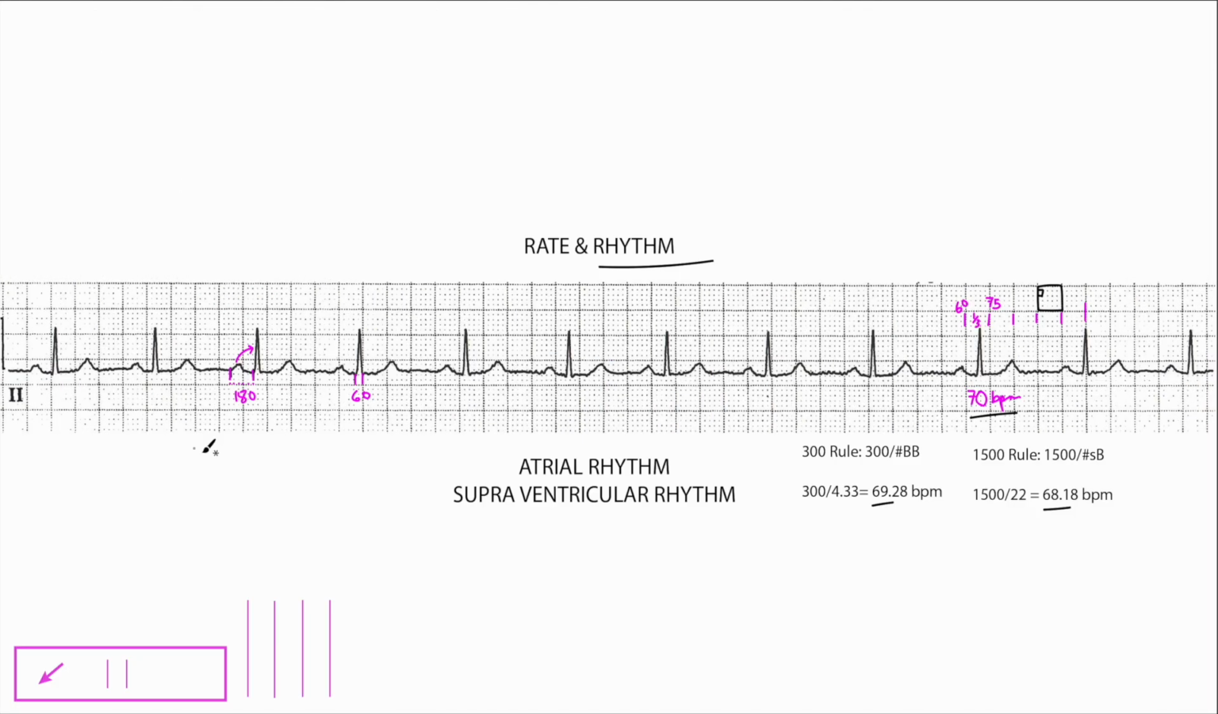But realistically, what you're looking at here is a single channel for 10 seconds. Potentially, you could have something that's known as AV dissociation, where you have an atrial rhythm and a junctional rhythm happening independently. But for these 10 seconds, they just happen to align properly. That could happen. It's very rare, but it could happen. That's why I didn't want to call this normal sinus rhythm immediately.